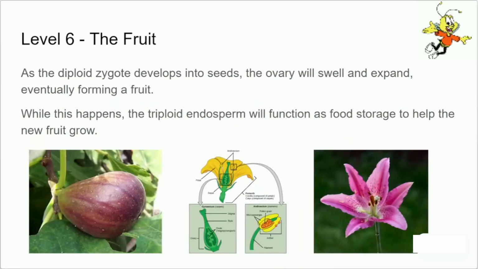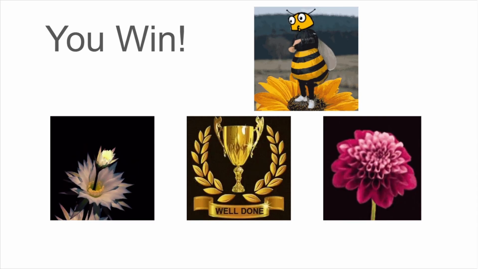Level 6. The Fruit. This is actually the end of the video game, but the story isn't over. The ovary will grow and swell, eventually forming a fruit. The zygote continues to grow into an embryo and then eventually into a seed. And the endosperm will grow and become a storage place for nutrients to help the fruit develop. The fruit and seeds are now free to be dispersed and eventually develop into a new plant, and this whole process will then repeat in the new flower.